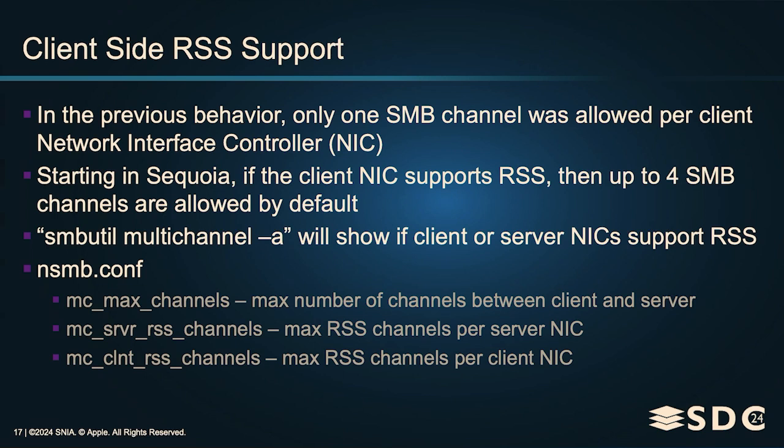You can use the SMB util multi-channel command, and it'll tell you if both the client or the server supports RSS. And again, in nsmb.conf, we added some more options so you can control it. So you can have max total number of channels, and that includes over multiple NICs. You can have max server RSS channels and max client RSS channels, and that's per NIC.